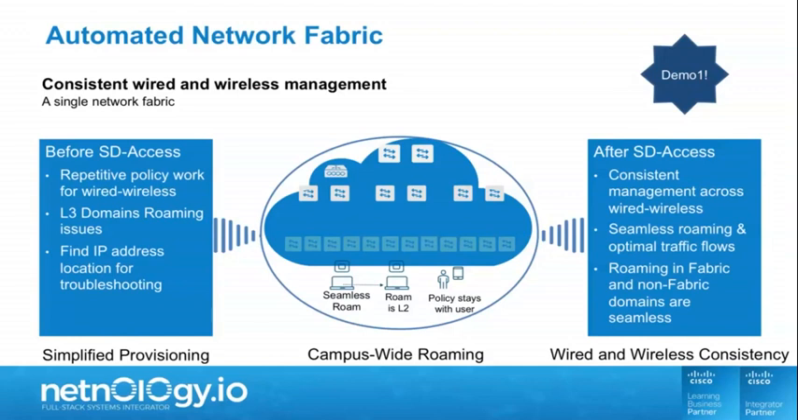So if you really see, this is what was happening before SDA on the left-hand side box, right? So you had repetitive policy work for wired and wireless, and layer three domain roaming issues. If you're looking into these points, you say, oh yeah, that's totally on target. And after deploying SDA, this is what's really happening: you have that consistent management across wired and wireless. You have seamless roaming and optimal traffic flows. And basically, roaming in fabric and non-fabric domains is seamless. And this is what we're going to show you in some of the demos as well. So just building upon the story, this would be your demo number one once we get into module three.